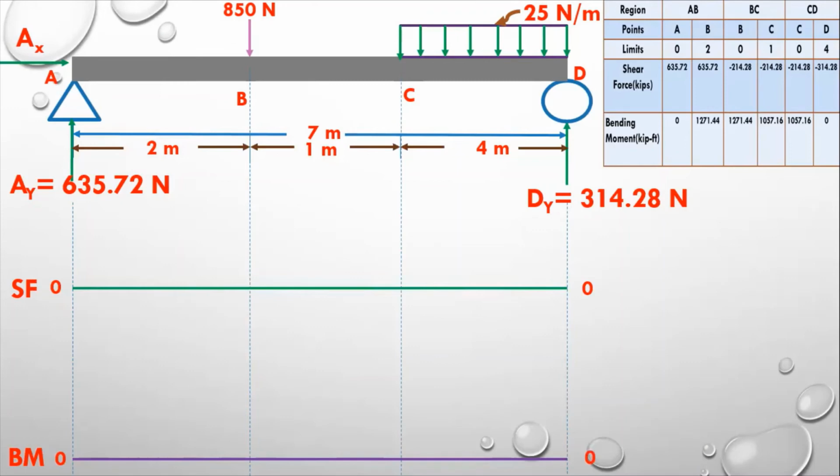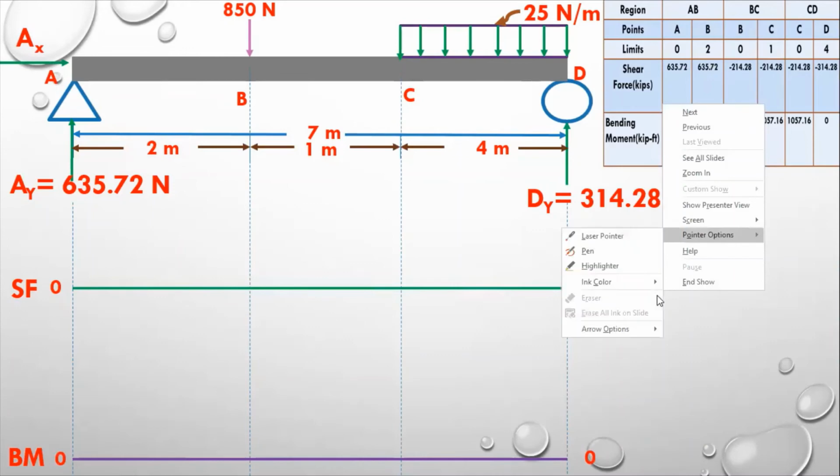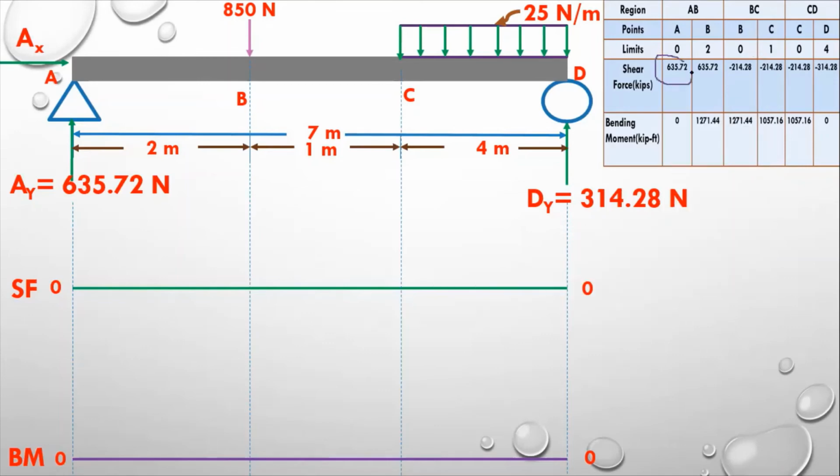So what we have to do, we have first value is, let me take the pointer options, and I'm going to take a different color pointer from here, for example the purple one. So for example, the first value is 635.72 in the table. So we will start from point 0. It will be 0 and it will be a circle here, and we will move upward here. 635.72. So you can see there is a point here at 635.72 Newton.